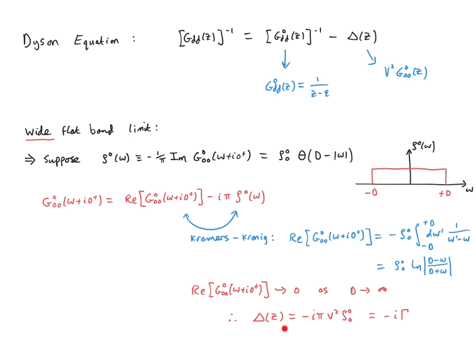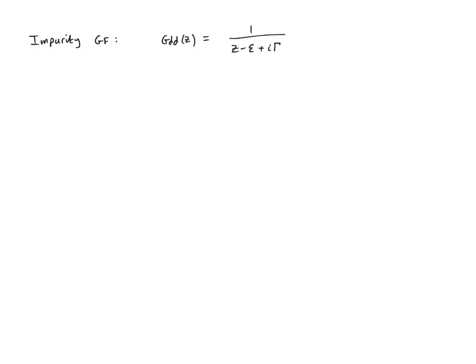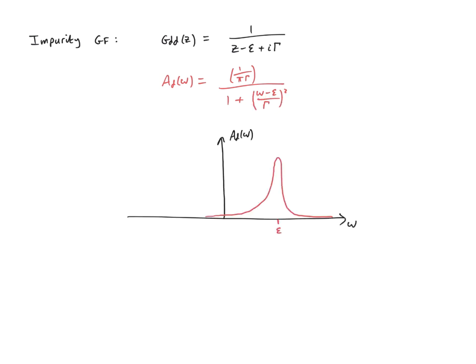So let's now substitute this hybridization function for conduction electrons in the wide flat band limit back into our Dyson equation for the impurity Green's function. We can now write the impurity Green's function as 1 over z minus epsilon plus I gamma. We can then write the corresponding spectral function for the impurity, which is minus 1 upon pi of the imaginary part of this Green's function, as we take the complex variable z to the real axis. We can then write that in the following way, which is the familiar form of a Lorentzian. The Lorentzian is centered on omega equals epsilon, and it's of width gamma. The impurity spectral function, therefore, looks something like this.